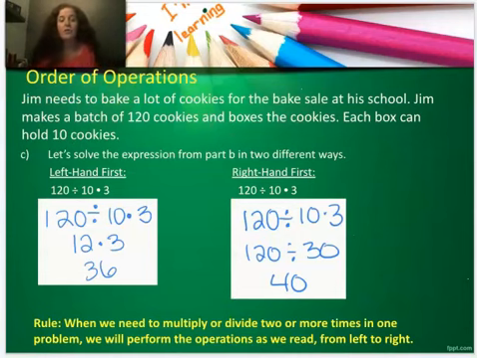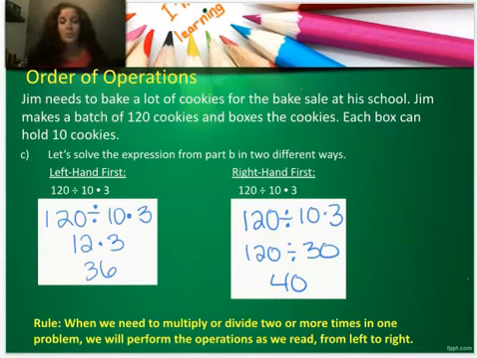All right, so if you do the 120 divided by 10 first, you're going to get 12 times 3, and you're going to get 36. Is it true he needs 36 boxes? What if we do the right-hand side first? What if we do the 10 times 3 first and get 30, and then do 120 divided by 30, we get 40. So which is right? What do we need? Do we need 36 boxes or do we need 40 boxes? Think about it.